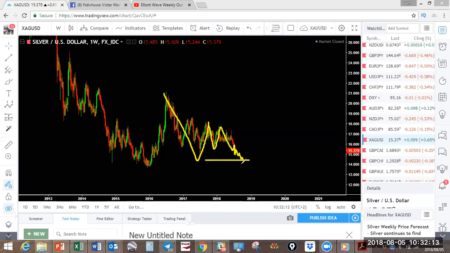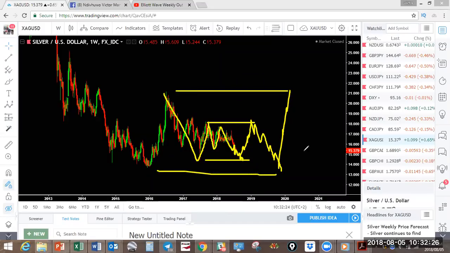So silver can come down to this level, and if it does, it can get you to that level, and it will give you a similar structure as this one here before we get a bounce. But that bounce may be a corrective bounce, completing that whole structure like this. 1, 2, 3, and a move down.